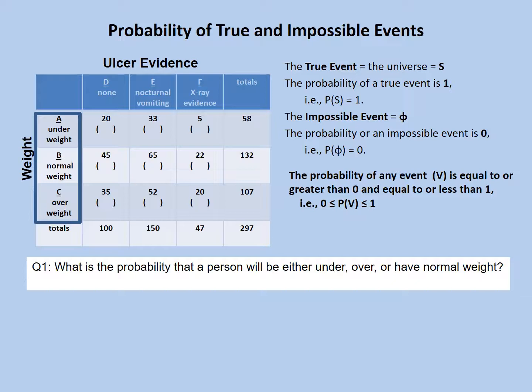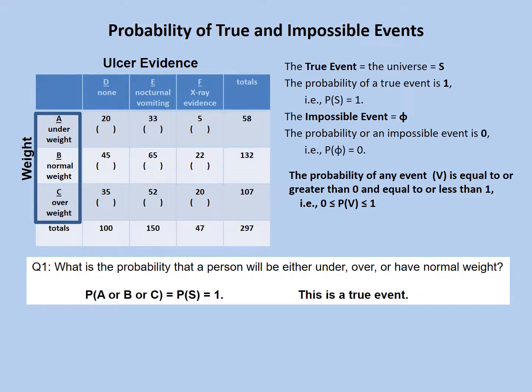So what is the probability that a person will either be under, over, or have normal weight? Well, the answer is the probability of A or B or C, which is equal to the probability of S, the universe, which is equal to 1. This is a true event.